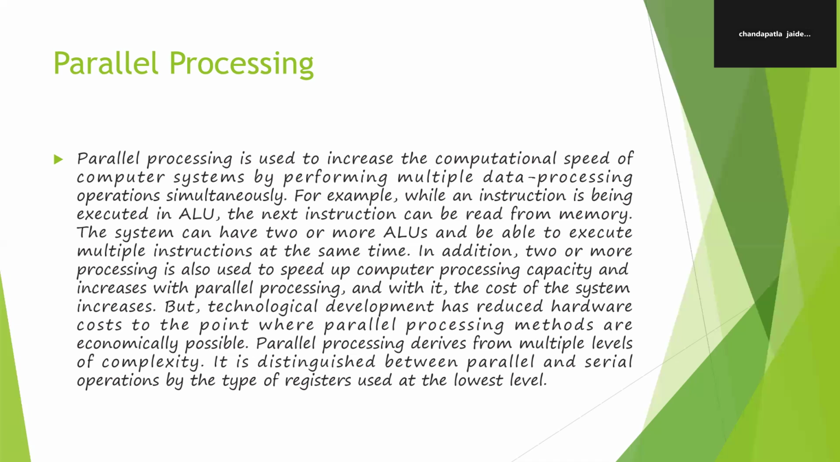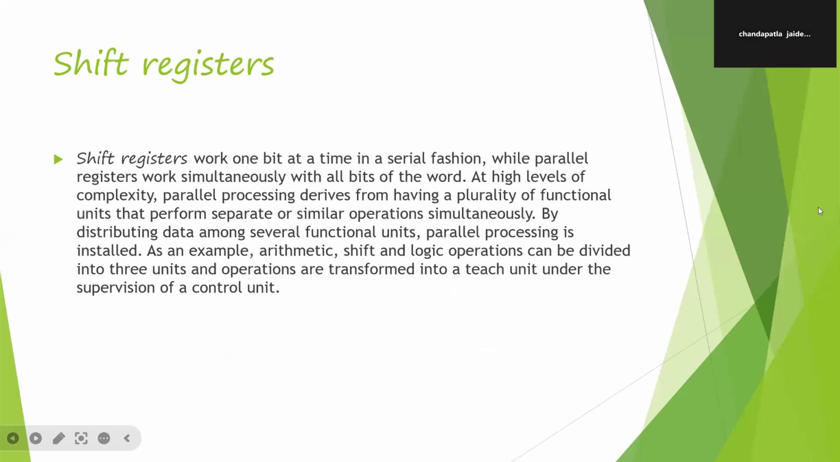So there is another processing, that is serial processing, where the operations are performed one after another in a sequence. In serial operations we are using registers, and on the basis of the type of the registers, the operation is distinguished as either serial processing or parallel processing. Shift registers work on one bit at a time in serial fashion, while parallel registers work simultaneously with all bits of the word.